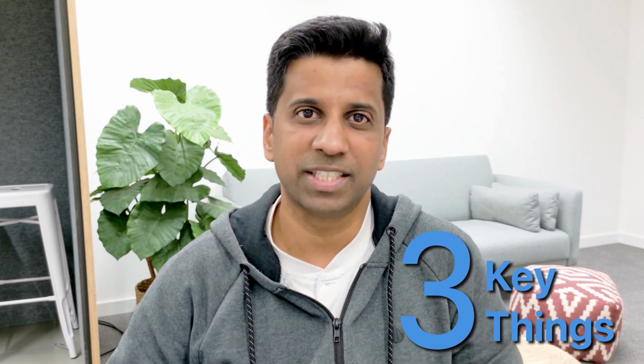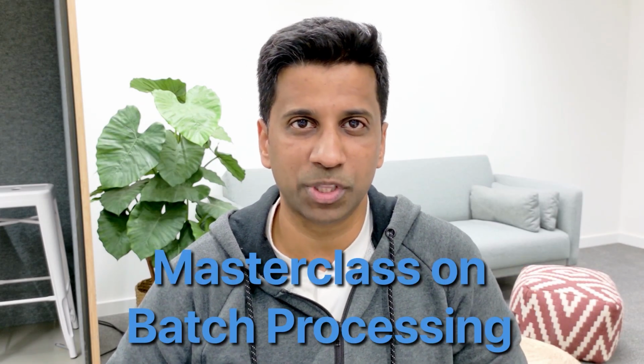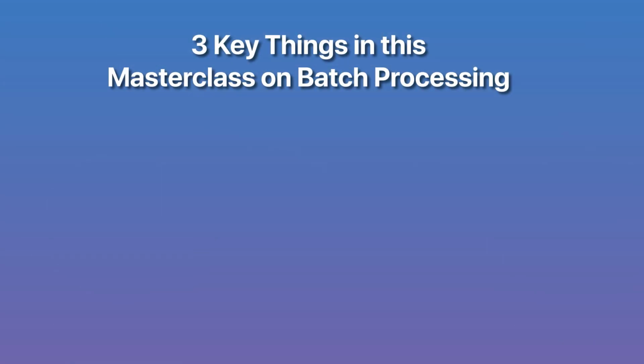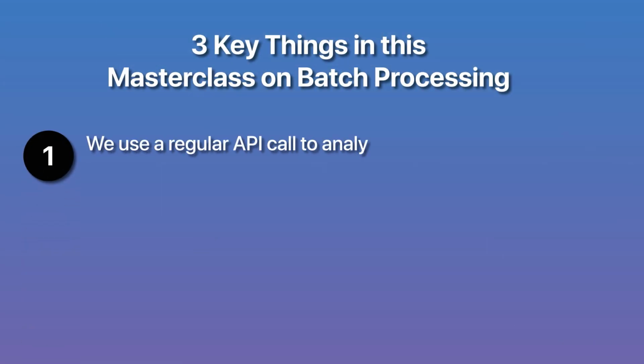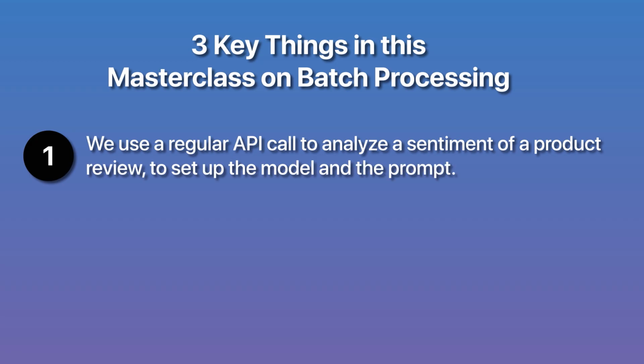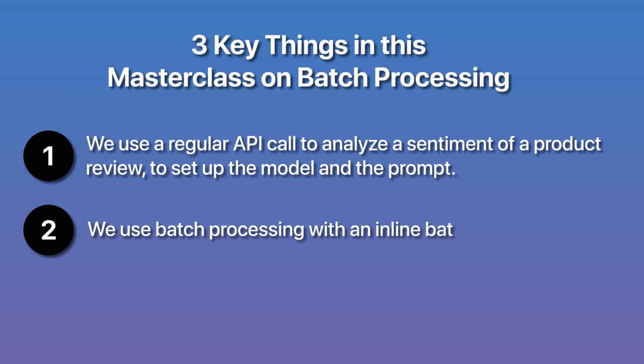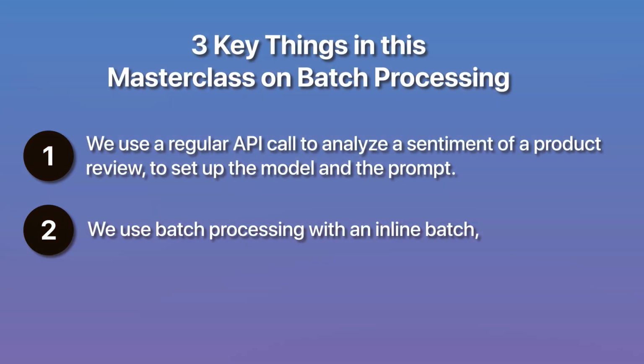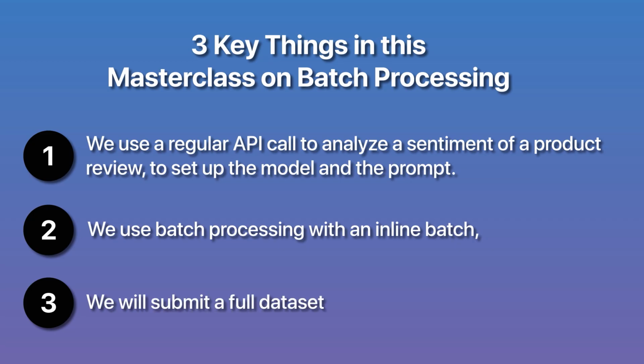We will do 3 key things in this masterclass on batch processing with the Gemini API, which is an essential skill for any AI engineer right now. Number 1, we use the regular API call to analyze the sentiment of a product review, to set up the model and the prompt. Number 2, we use batch processing with an inline batch, which is a simple, small one to begin with. We will format the batch, we will submit, we will wait, and we will analyze the result.